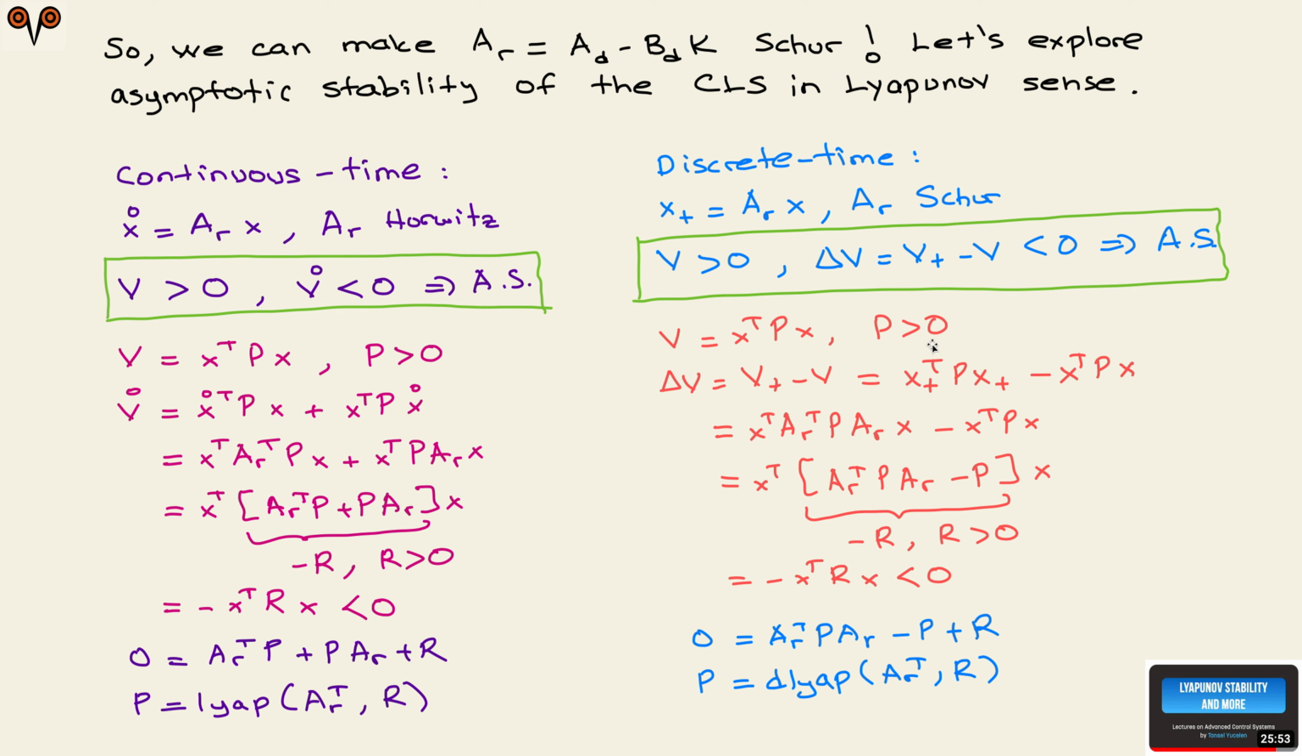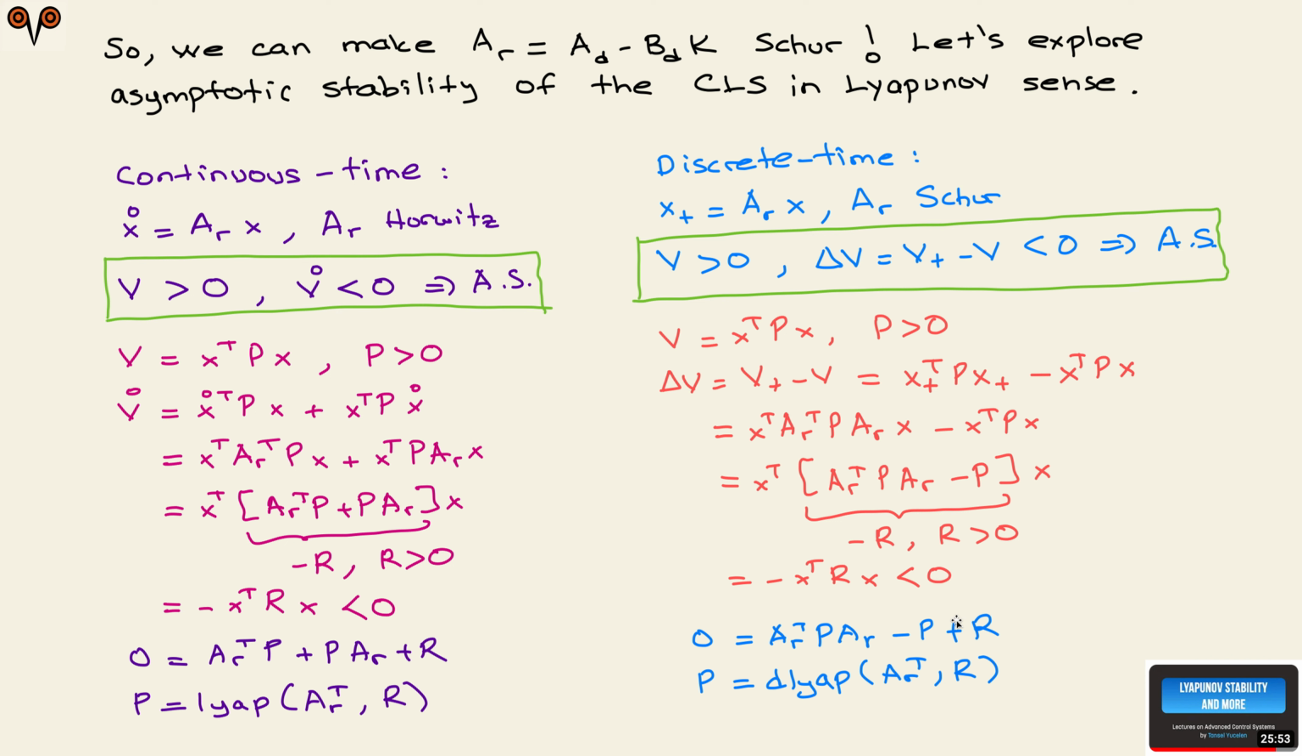Now what is x plus? x plus is ARx. I am just plugging this in here and here. I obtain this. And you can group the terms like this: x transpose, brackets, AR transpose P AR minus P. If this is minus R, and R being positive definite, you have the difference Lyapunov equation, delta V is minus x transpose Rx less than 0, negative definite.